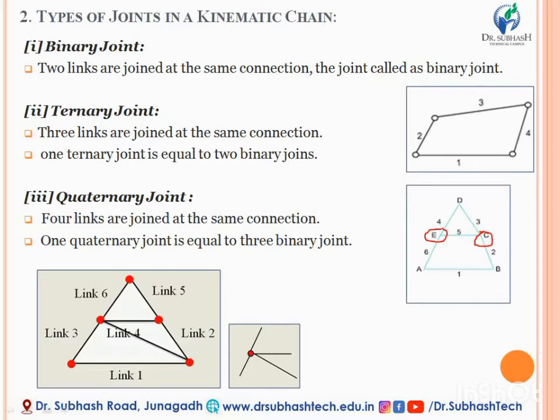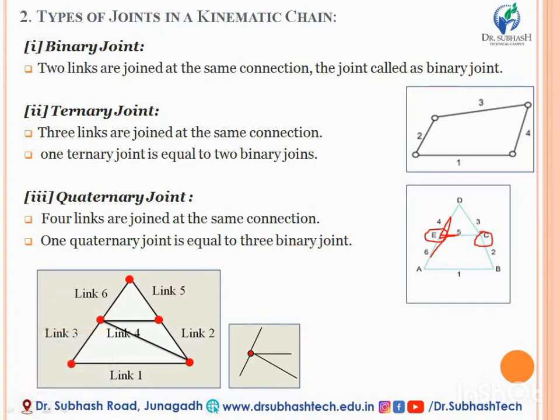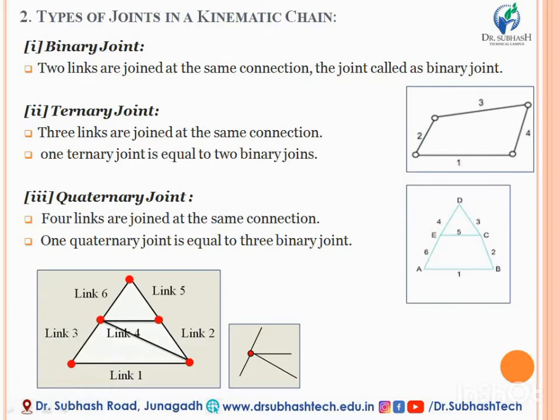By carefully watching, you can conclude that the point E is joining three links, basically EC, EA and ED. Similarly, focus on the point C. Point C is also connecting three links, namely EC, CB and CB. So we can say that these connecting points are generally referred to as a ternary joint.